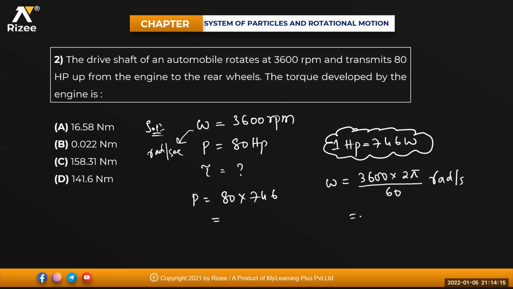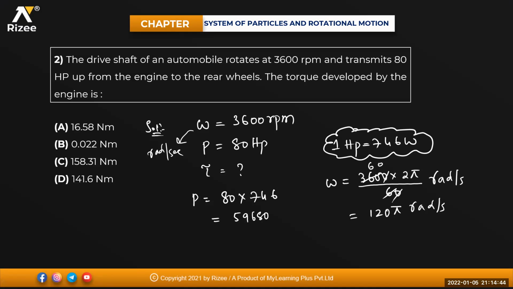See how much I'm getting for omega, beta? This 0 will get cancelled. 6 ones are 6, 6 sixes are 36. 0. 2 sixes are 12. That means 120 pi radians per second. How much is power I'm getting, beta? 80 into 746. How much do you see? We'll be getting 59680 Newton meter per second. Sorry, Newton meter.